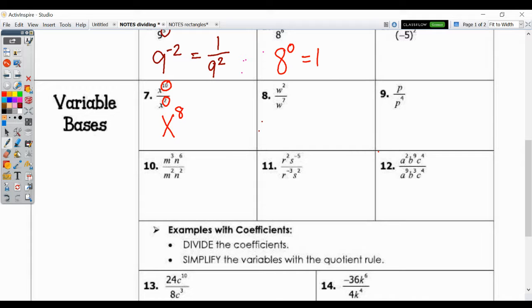Look at number 10. This one has two different variables, so I need to work with both of them. If I look at just this first part, I have m to the third divided by m to the second. So I'm going to have m, and then I just subtract my exponents. 3 minus 2 is 1. Then I look at the second part. I have n to the 6th divided by n to the second. So I have n as one of my variables, and then I subtract my exponents. 6 minus 2 is 4. We know that we wouldn't really need to put m to the first, so our answer could just be m n to the fourth.